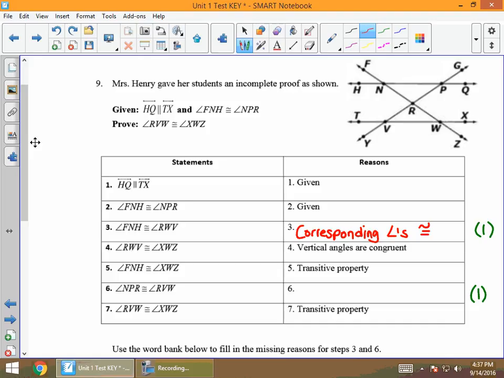So again, NPR. And RVW. Trying to get a little bit of room in between those, so you see those are 2 different ones.